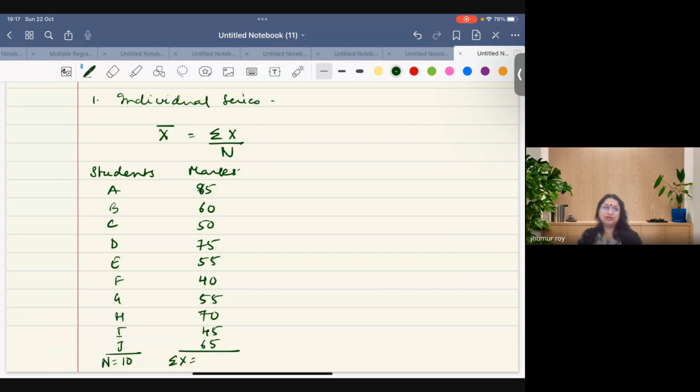Okay. So first, let us find out summation of x. Please tell me summation of x. Summation of x is adding all the values of x. So hurry up and add all the values and tell me the value. You can put it in the chat box. I can read it there also. Marks is your x. So we have to calculate x bar is equal to sigma x upon n. Please tell me the total of x. Please solve along with me.